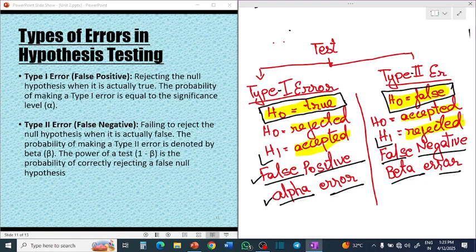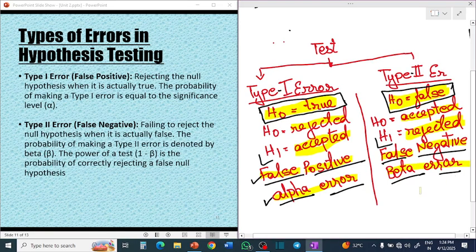Then if we look at it, we are saying this is true, so we will say this is positive. And over here we are saying the null hypothesis is false, so we will say negative. And because it is an error, we will add the term false here and false here, so it will be easier for you to remember. So remember, type 1 error is called false positive and type 2 error is called false negative. Then type 1 error is also known as alpha error and type 2 error is known as beta error.